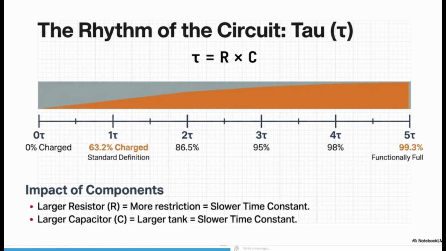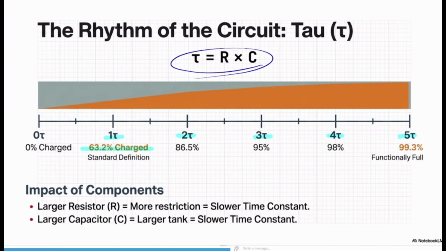So nothing important. The rhythm of the circuit, or tau, is how much time it takes for my capacitor to get charged. As I just told you, tau means how long it takes for my capacitor to get charged, not fully, but to 63.2% of its maximum value. So obviously, I need to see how many taus, or time constants, it would take for my capacitor to get charged. So 1 tau is 63%, 2 tau is 86%, 3 tau is 95%, 4 tau is 98%, and 5 tau is 99.3%.